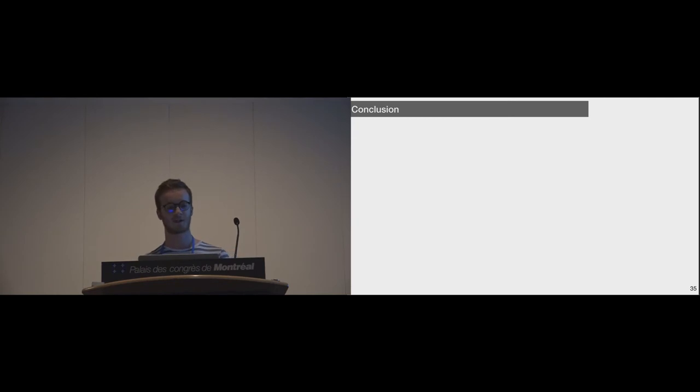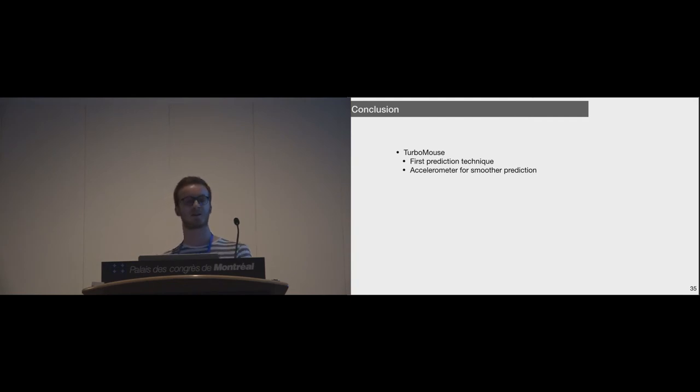To conclude, I presented Turbo Mouse, the first latency compensation technique specifically designed for indirect interaction. Turbo Mouse combines the velocity measured by the mouse optical sensor and the acceleration reported by an accelerometer embedded in the mouse for a smoother prediction.